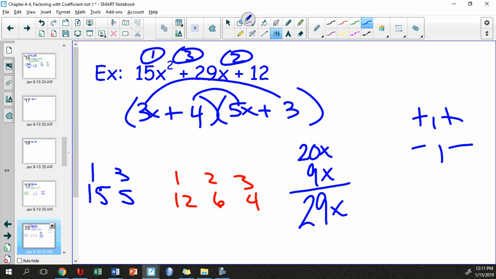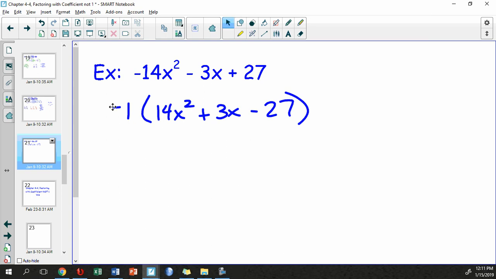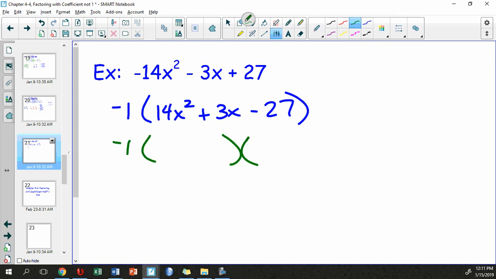Last example. I've done a ton of examples, and it's because they're all a little different, aren't they? Okay, how is this problem different? It's negative. Do we ever want our A value to be negative? So how did we fix that yesterday? We pulled out a -1. So if we pull out a -1, I'm left with a 14x squared plus 3x minus 27. And then go right about it just like we did before.